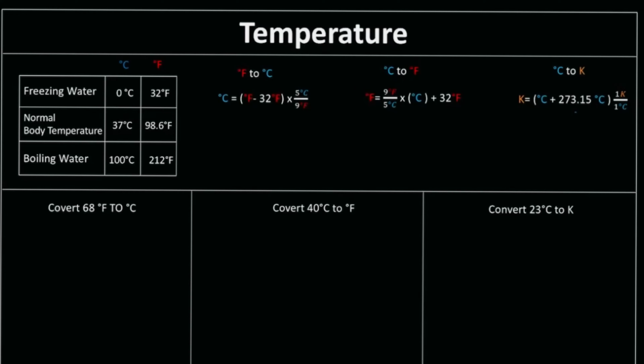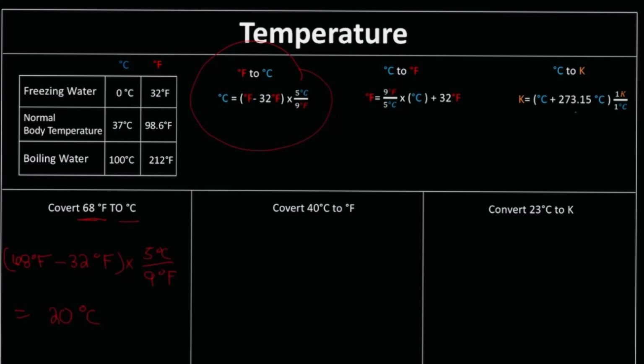Now we're going to talk about temperature. You might want to get familiar with these formulas. There are different formulas out there that will give you the same result, but these are the ones I decided to go with. Know Fahrenheit to Celsius and vice versa, and also the Celsius to Kelvin formula. Let's do some conversions. Let's convert 68 Fahrenheit to Celsius. We just plug into the formula that I circled, putting in 68 as our Fahrenheit, and that gives us 20 Celsius.